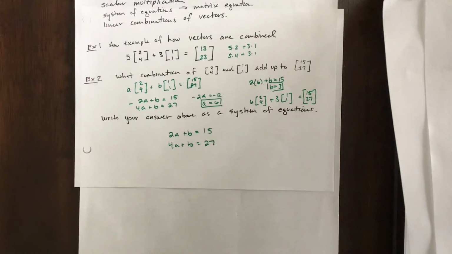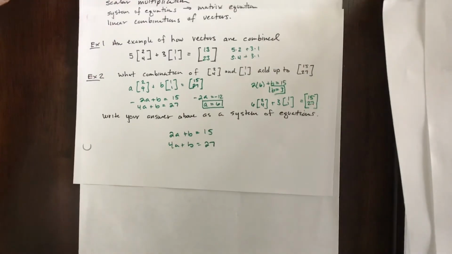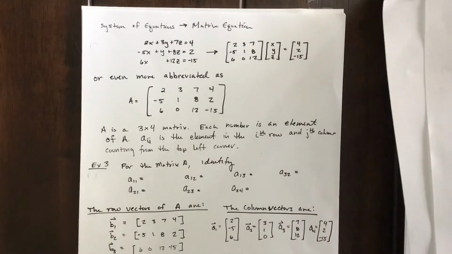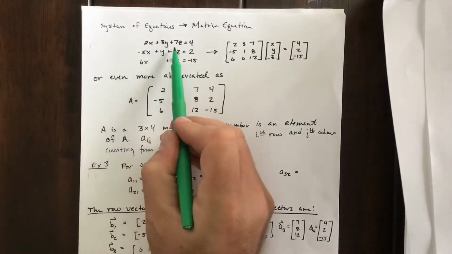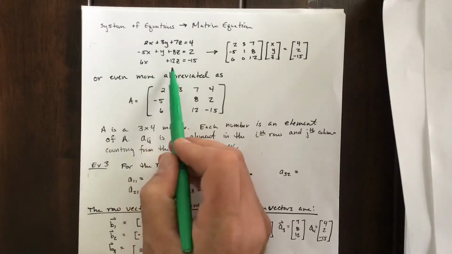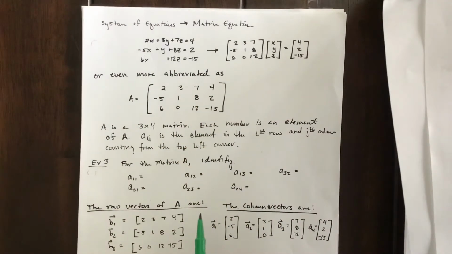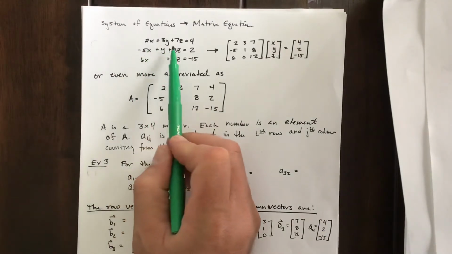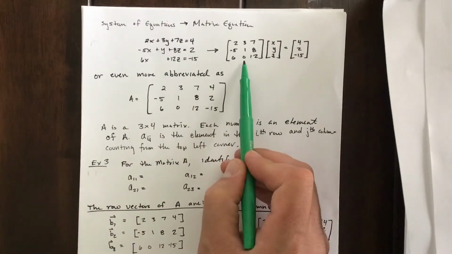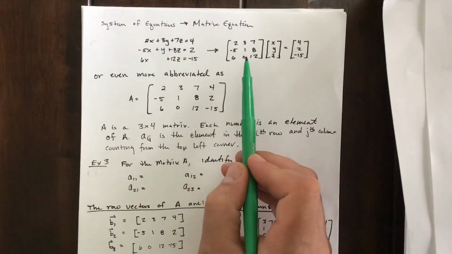Now, systems of equations can be written in terms of matrix equations. So let's say I had a system of 3 equations and 3 unknowns, x, y, and z. 2x plus 3y plus 7z is equal to 4, negative 5x plus y plus 8z is equal to 2, 6x plus 12z is equal to negative 15. To write that in terms of a matrix equation, you pick off the coefficients on x, y, and z, write them in order. The coefficient on y happens to be 0 in this one, and so that's why there's a 0 there.